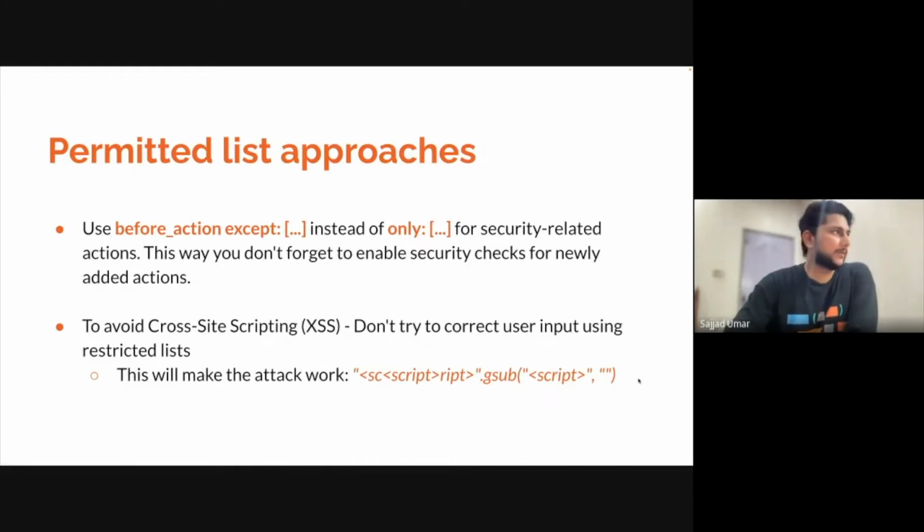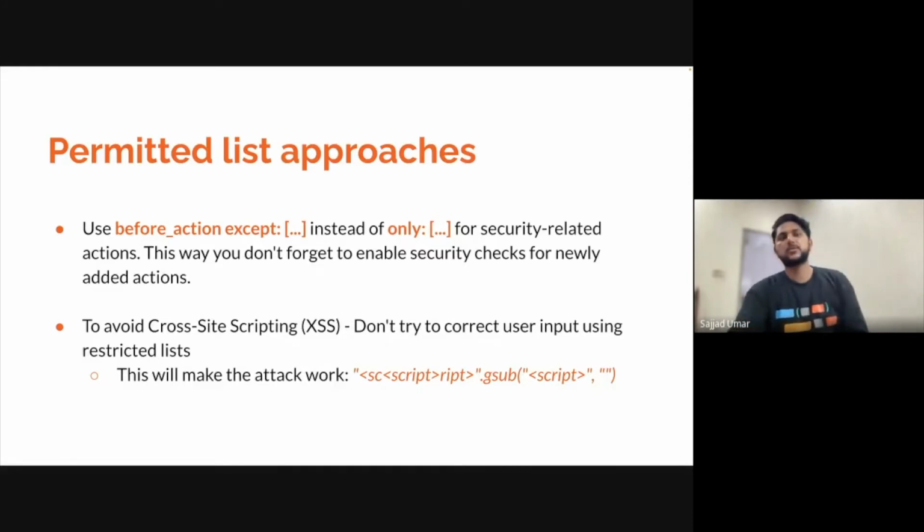So that's why I'm saying permitting lists are always preferable. So if you find any user input that is basically not correct, completely reject that. Don't try to fix it. So that's one thing we can do to avoid injections, by using permitted list over restricted list.